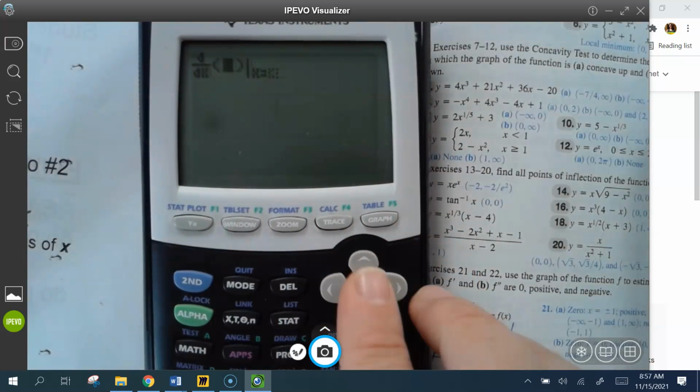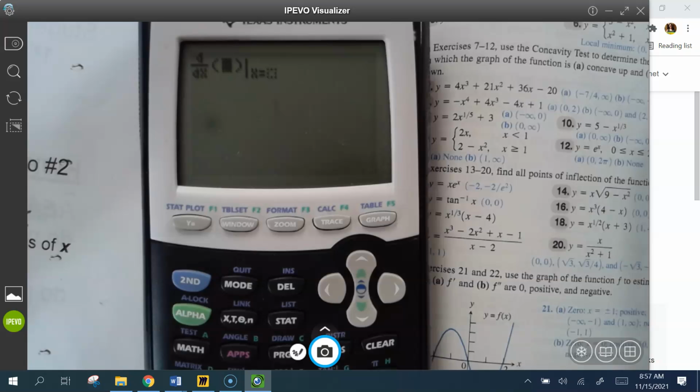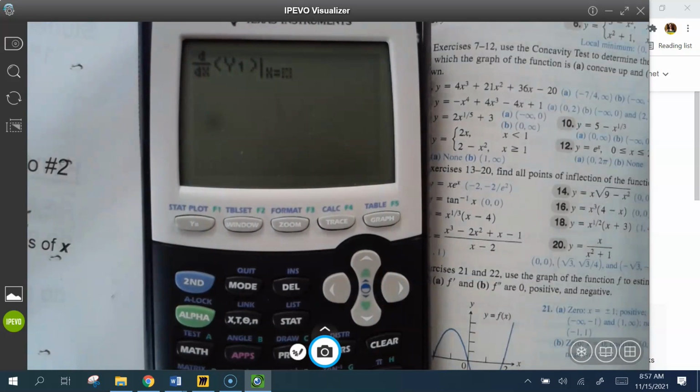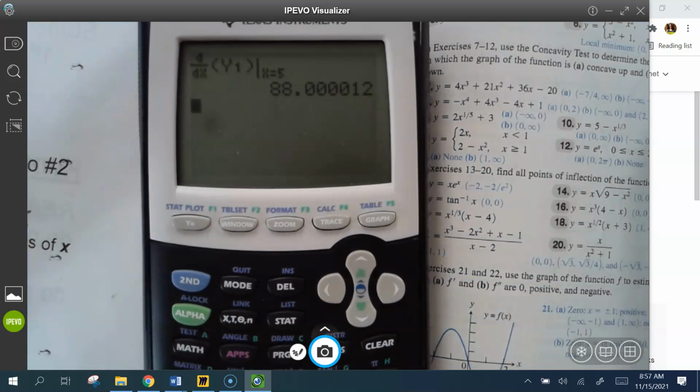If I want to know the value of the derivative, because remember, I'm finding the zeros, and then I want to know, is it positive or is it negative? So maybe I come here and say, find the derivative of Y1 when X equals 5. It's positive. If you've got multiple values to find, it's easier than retyping it each time.